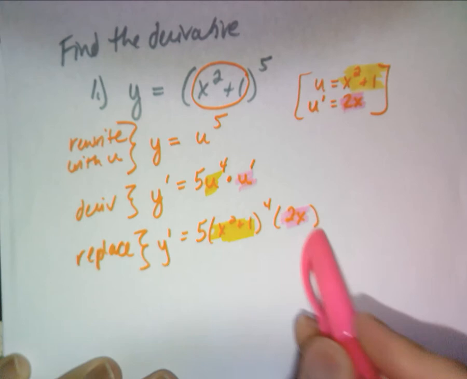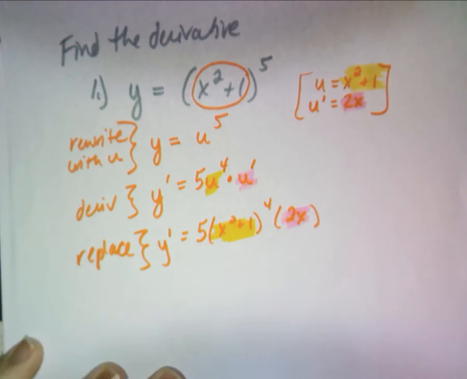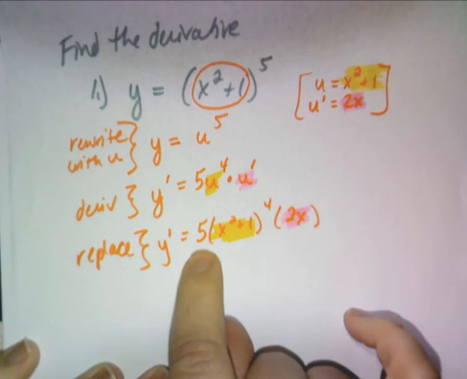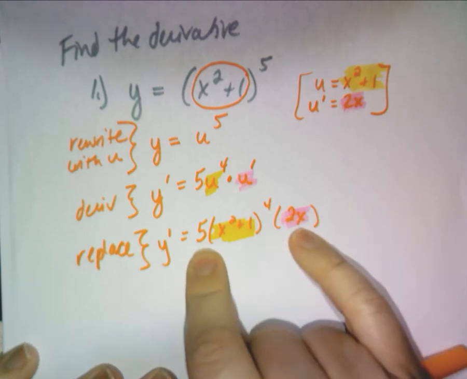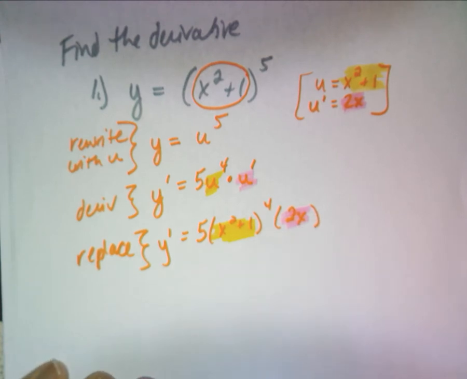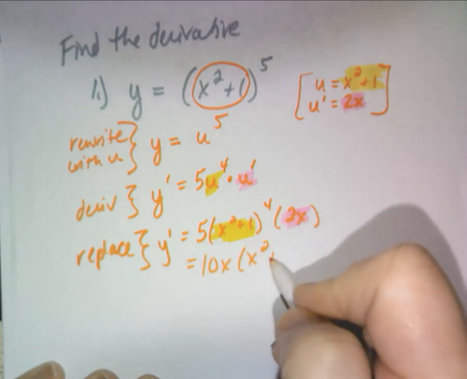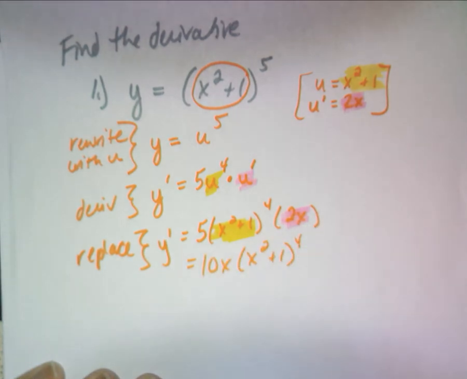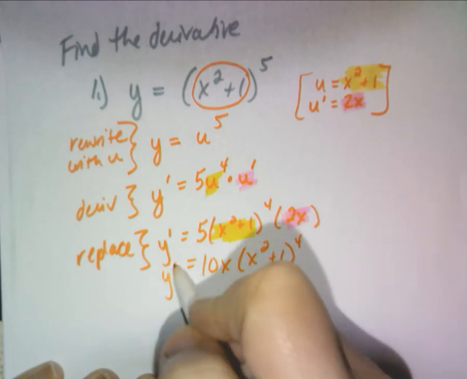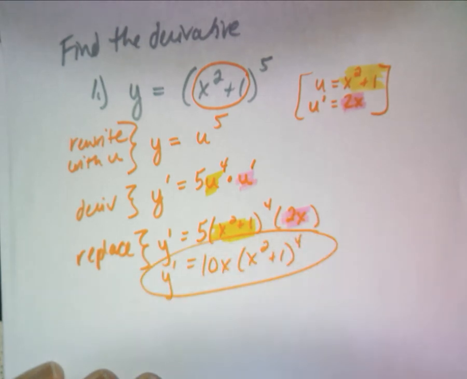Now, some teachers would actually call it done and say you're fine, but here's what I want you to do. This is all I want you to do extra. Take that number in front and multiply it to whatever your derivative is. So what's 5 times 2x? 10x. Keep this as x squared plus 1 to the fourth. Do not FOIL it out. And this is your final answer. And you just did what's called a chain rule.